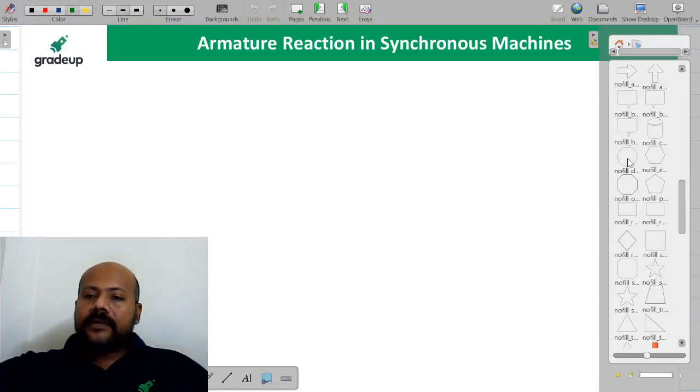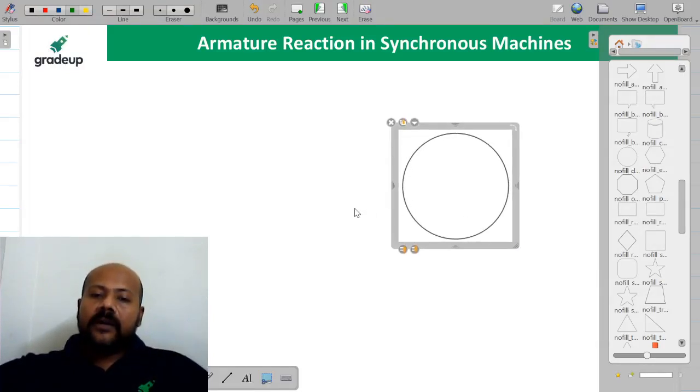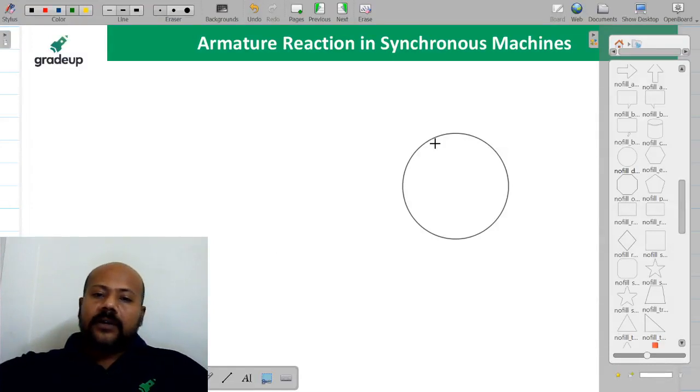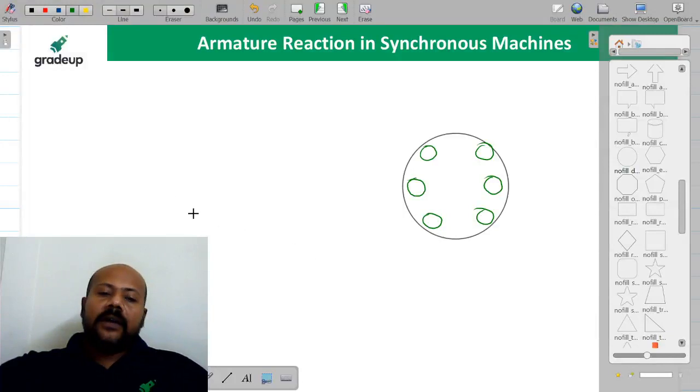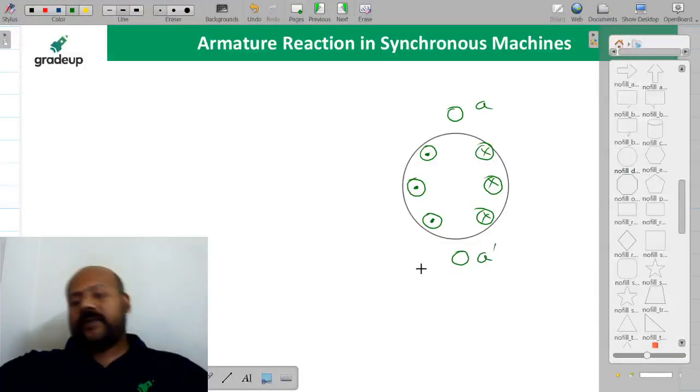Just see here. Again I am going to have a rotor. Yes or no? Again I am going to have a rotor. These are the field windings. Here I am going to have dots. Here I am going to have crosses. And this is going to be your A phase coil. This is A and this is A dash.